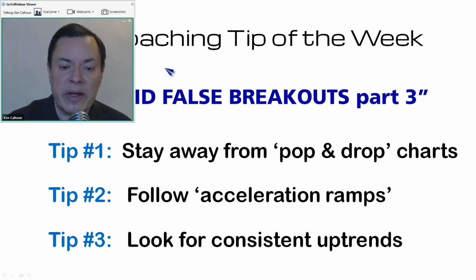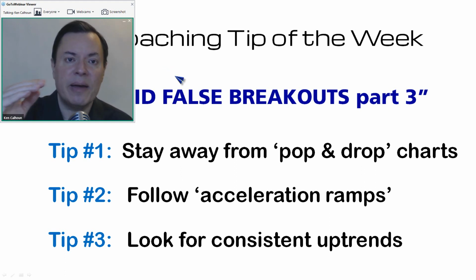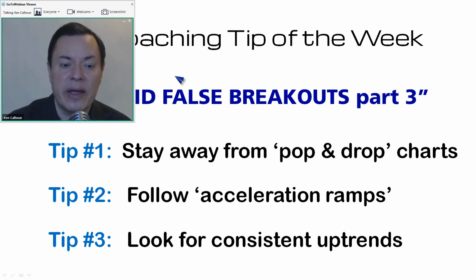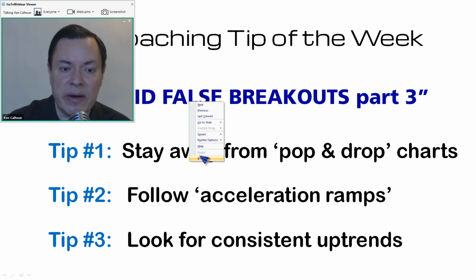We also want to follow what I call acceleration ramps, and that's a steady uptrend of several days, 3 to 5 days in a row of a steady slow trend that then starts to hockey stick into a 45-degree angle momentum breakout with high volume, and those make for some of the very best plays. They'll often gap in your favor and the rest of it. And then also look for consistent uptrends like the ones we follow here.